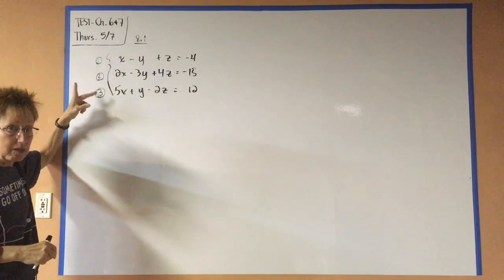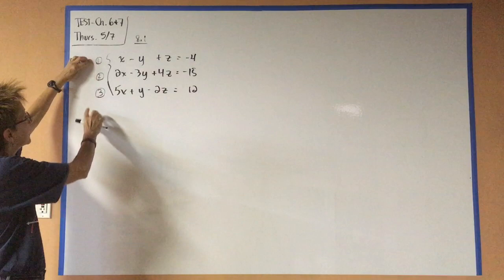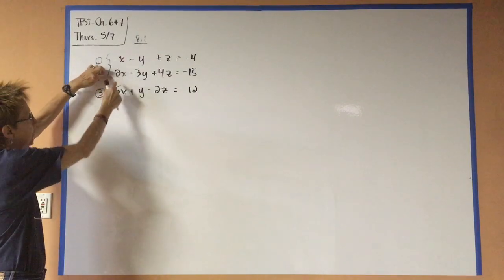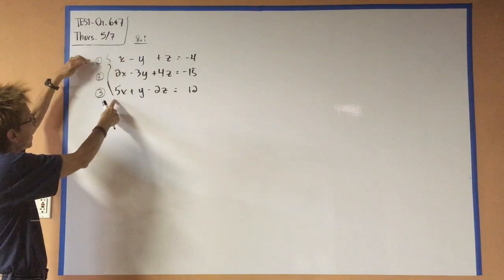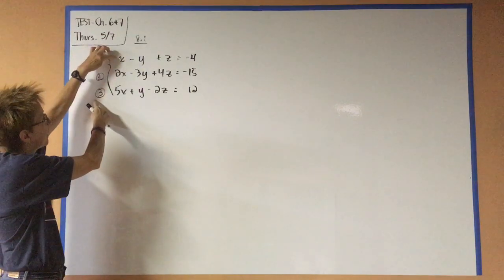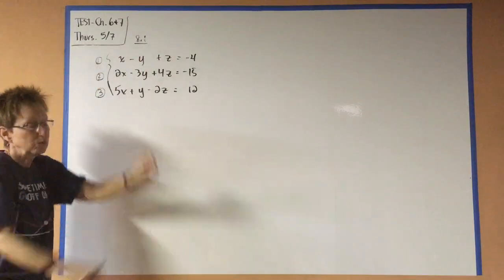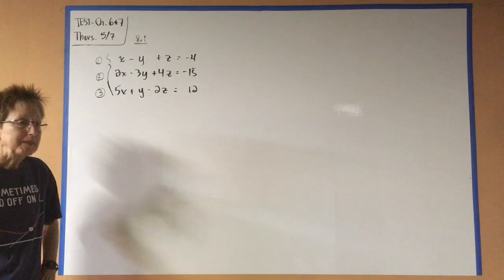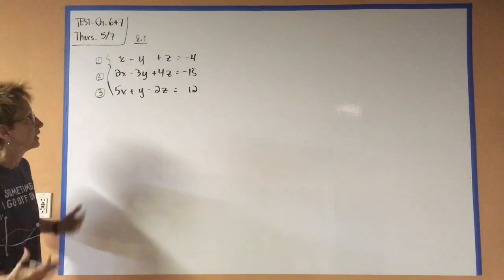Then I have to pick 2 others. I wouldn't want to do 2 and 3 because that would be harder. I'd have to turn both of those into opposites. I could go 1 and 3 and turn x into negative 5x by multiplying everything in equation 1 by negative 5. So that's one way to do it, but I'm going to keep looking because that doesn't look as easy as I would like it to look.